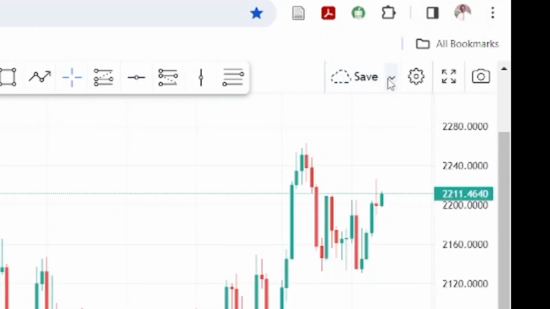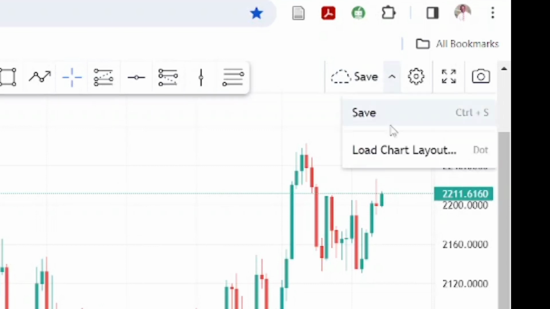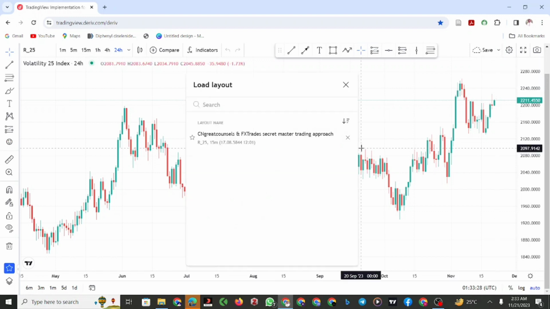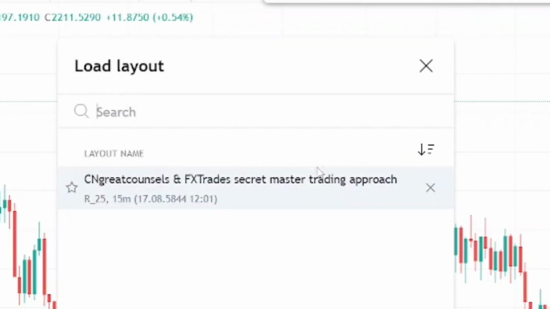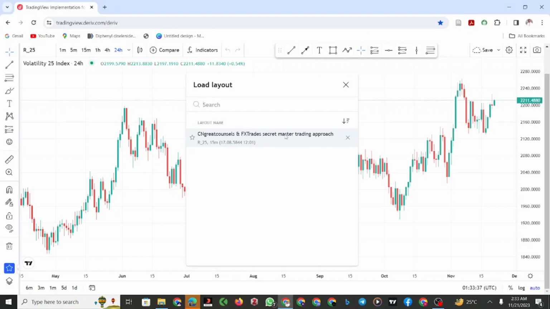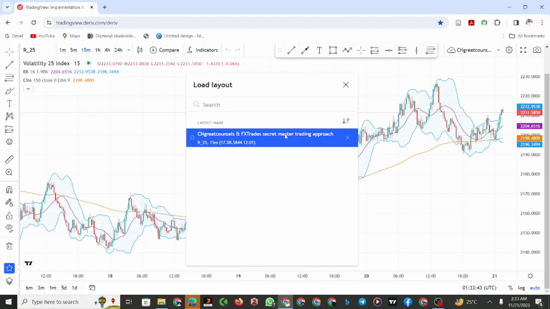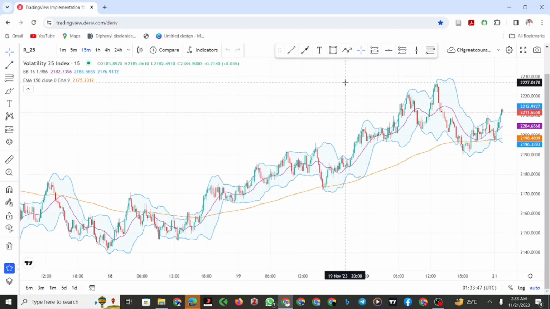To go to a layout that has been saved already, you just have to follow my cursor. You click here, you can see save. Now when I click here, you see load chart layout, and then when you click, you see this is my brand name, CN Great Councils and Forex Trades. It's a customized layout for myself. Now when I click it, you're going to see that I've already set the strategy, and it just loaded up, and then I can continue with whatever I'm doing.